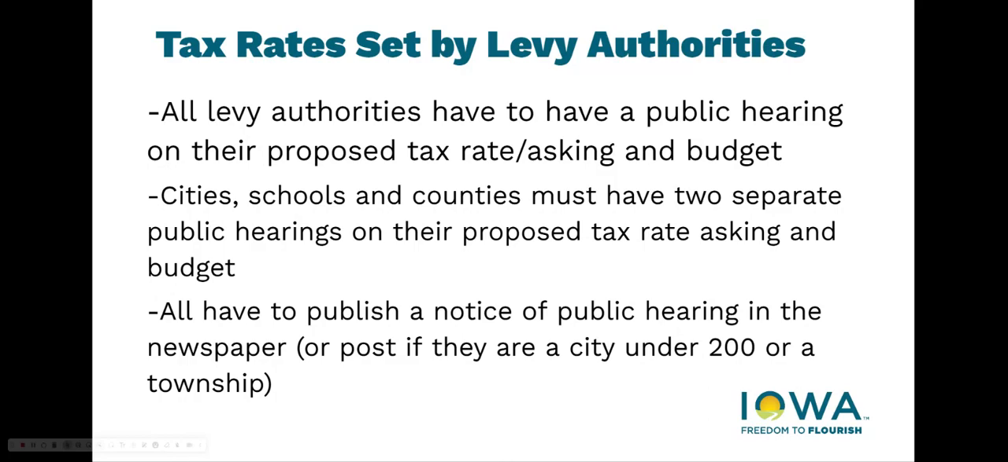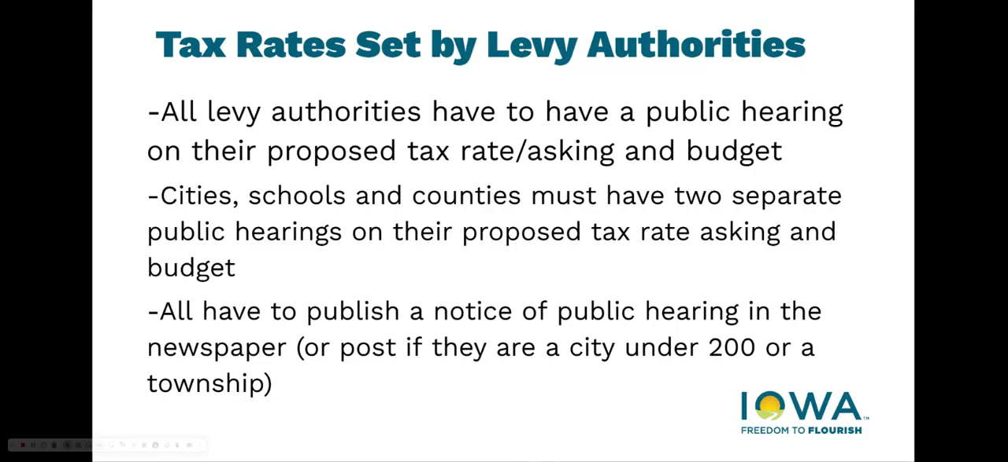All of these taxing bodies have to have a public hearing on their proposed tax rate and asking and on their budget prior to adoption. Cities, schools, and counties have to actually have two separate public hearings on their proposed tax rate, asking, and their budget, to give individuals that live within that area an opportunity to speak to any concerns or speak in favor of the budget itself or the tax rate.